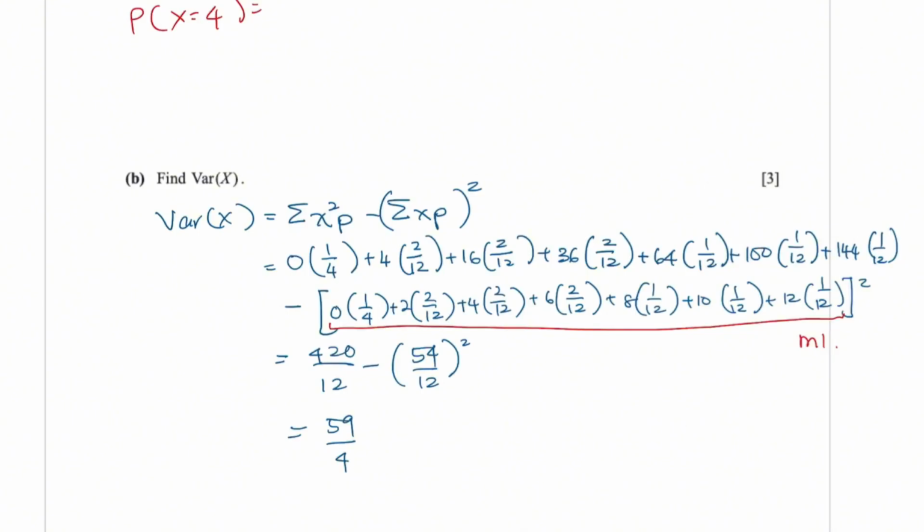Next mark is when you work for the variance of x, where you incorporate the value of your EX. That is another method mark. Last one is for correct final answer and accuracy mark. They would accept 14.75 or 14.3 over 4 or 59 over 4. This is an A1. Okay, I'll move on.